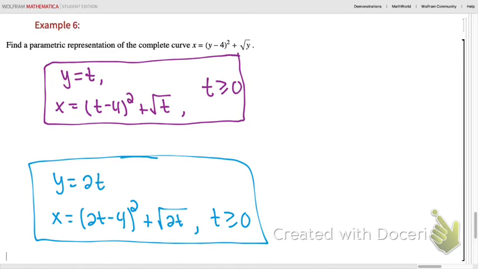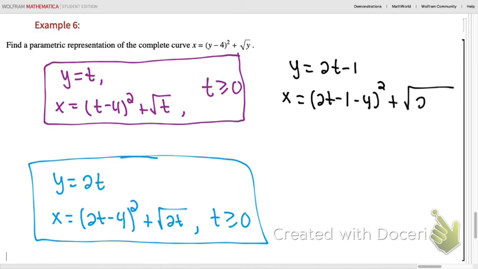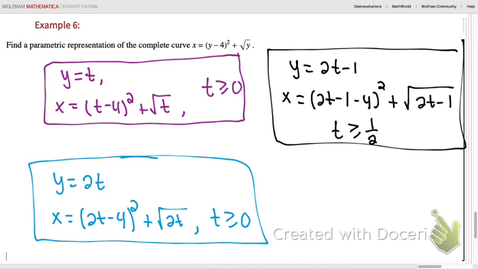So I'll do one more in black. What if I said, okay, y is going to be 2t minus 1? Well, then x has to be (2t minus 1 minus 4) squared plus the square root of 2t minus 1. But for this one, again, 2t minus 1 must be greater than or equal to 0, because that's what I chose for y. So for this one, t has to be greater than or equal to 1/2. So there's a third parametrization. So parametrizations are not unique.